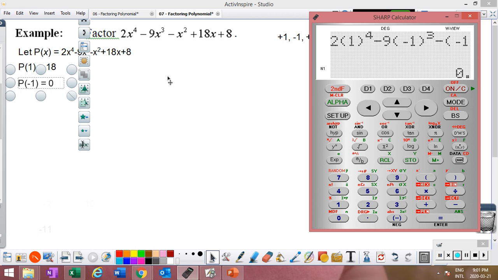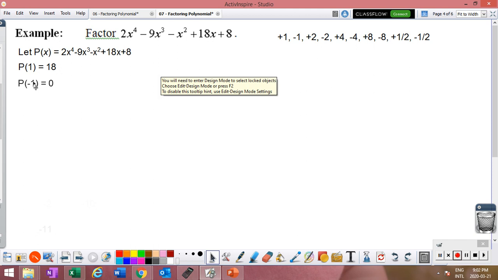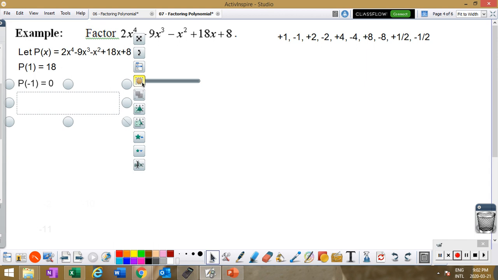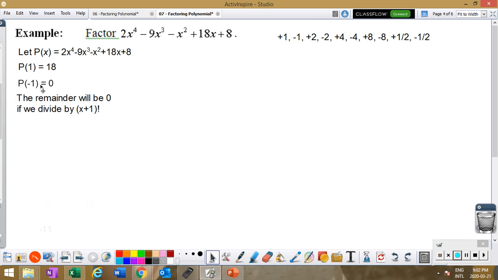I get the 0. And 0 makes us so happy in these questions, because now I know a couple of things, and I'm going to very carefully write out what I know about each of these things. The remainder will be 0 if we divide by x plus 1. That's what the assignment said. Whatever number I get when I sub it in here will be the same as the remainder when I divide by x plus 1. It has to change sign here. Okay? And that's very nice that the remainder will be 0, but that's not the really big deal.